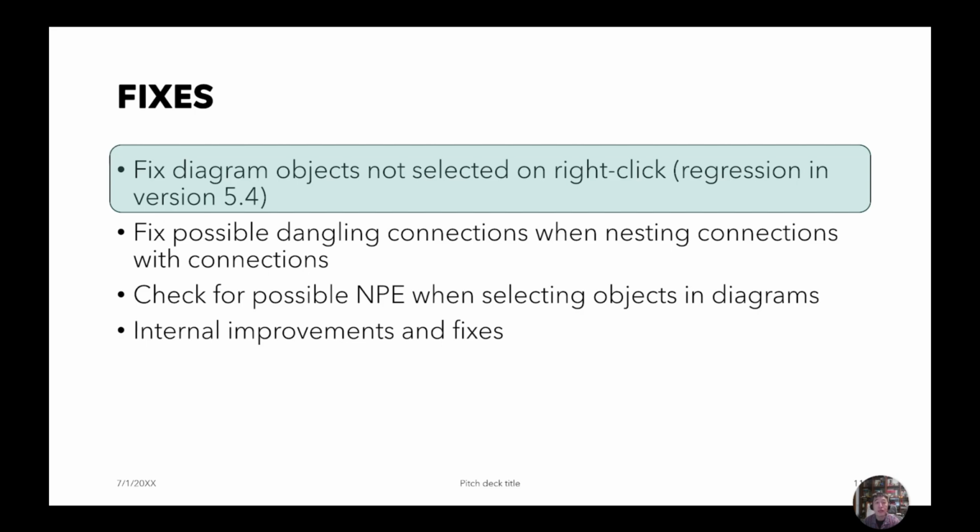On page 3, the first one is, I think, a possible bug found after 5.0, or at least in 5.4, up until this 5.4.3: when you right-click an object in a diagram, that object is not selected. Now 5.5 is going to fix that. So that is a good fix.